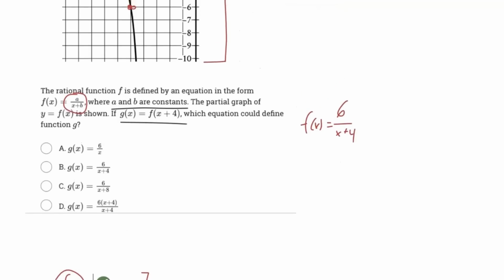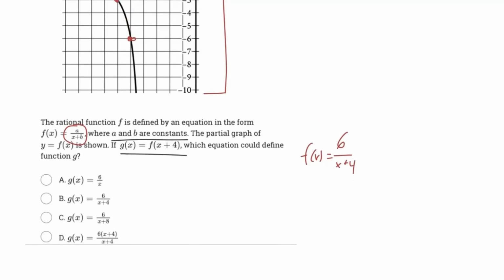We know what f of x is, but now we need to identify what g of x is, right? g of x is f of x plus 4. This plus 4 right here is basically a transformation of the function to the left, right? So if we're looking at our f of x function, how do we transform this function to the left 4 units? Well, pretty simple here. What we can just do is 6 over x plus 8.